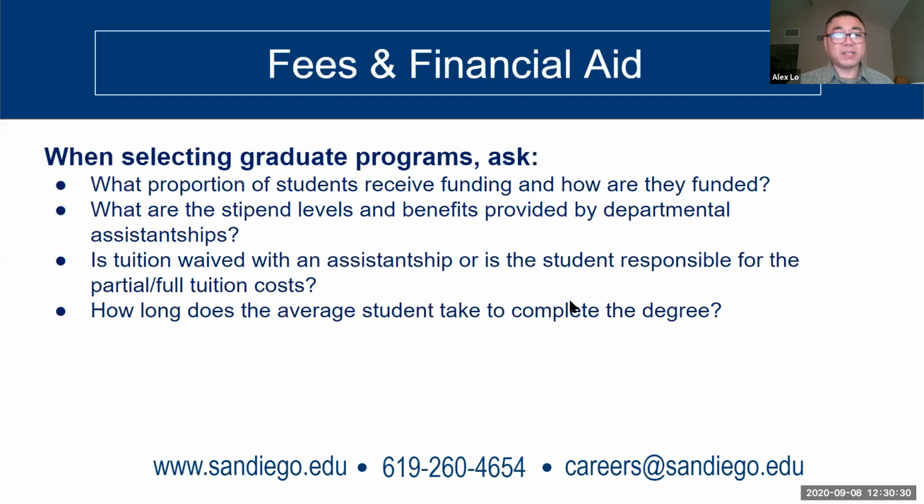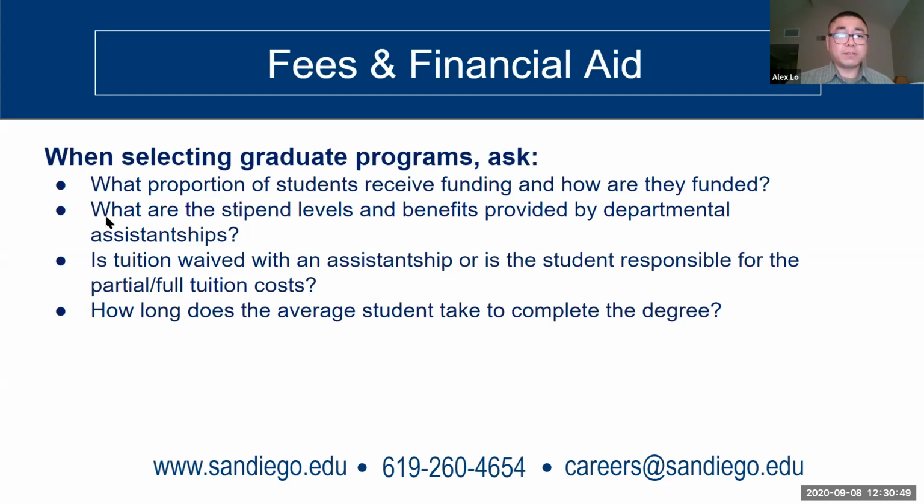Okay, financial aid. Graduate school can be expensive, especially if you're thinking about getting a PhD, a 5 year program. And if you're going to go to school full time, you're not going to be working, you're not going to generate income. How are you going to pay your bills? How are you going to pay your tuition? So you can research ahead of time.